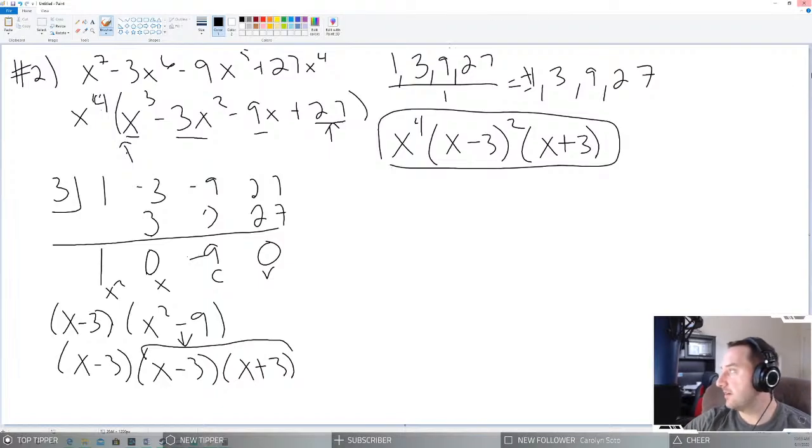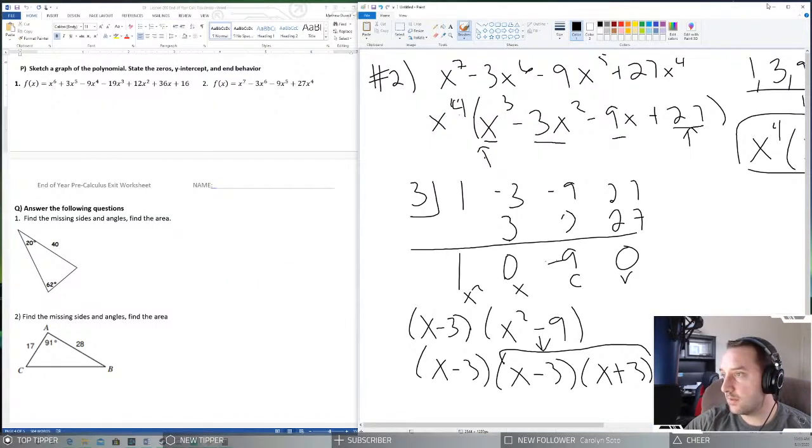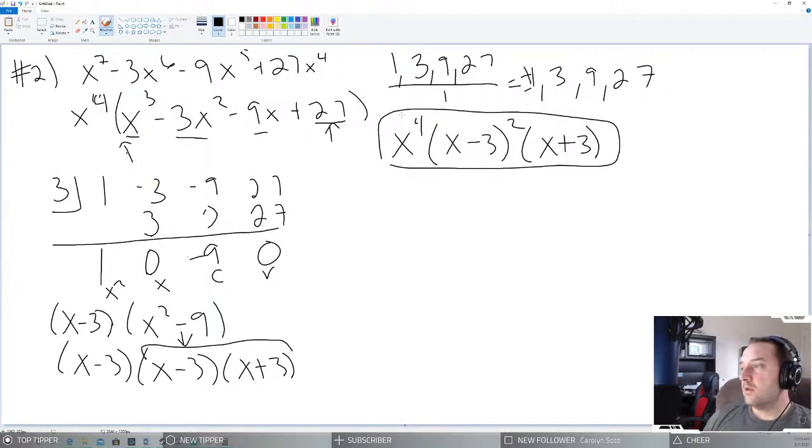Because once it's factored, I just want to make sure. Let me double check here. Yep, zeros, y-intercept, and end behavior. So, a few things. We can look at the original problem to help us determine what the end behavior is going to look like and the y-intercept. So we look at the leading term. The leading term is positive and the degree is odd.